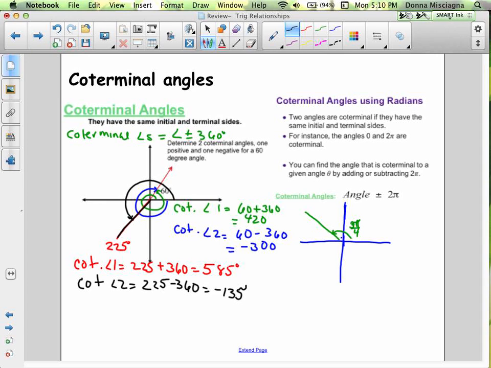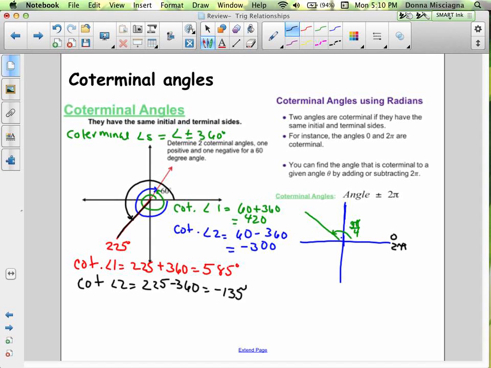We can also find coterminal angles in radians. So two angles are coterminal if they have the same initial and terminal side. So for instance, the angles 0 and 2 pi are coterminal, right? Here's where 0 and 2 pi lie. 2 pi just went around the circle before it got to the same location. You can find an angle that's coterminal to a given angle, theta, by adding or subtracting 2 pi. You have this in your notes.